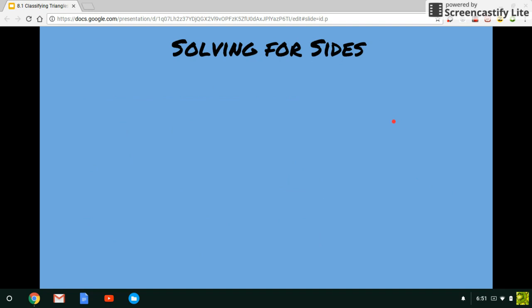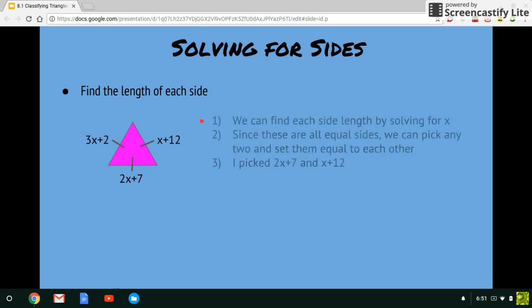All right, so now we're going to learn how we can solve for sides of a triangle. So in this picture, notice how this is an equilateral triangle. So that means that each side here is the same length. And they're expressed as different things. So we have 3x plus 2, x plus 12, and 2x plus 7, but we can use the fact that these side lengths are all the same to solve for x and then solve for the length of each side. So we're going to solve for x, and since these are equal sides, we can pick any two and set them equal to each other. So I'm going to pick 2x plus 7 and x plus 12.